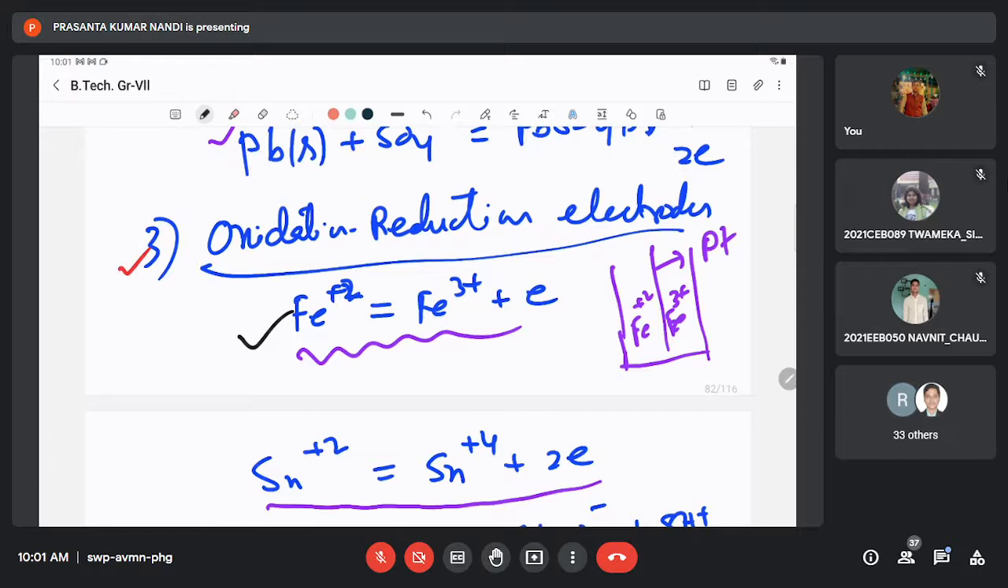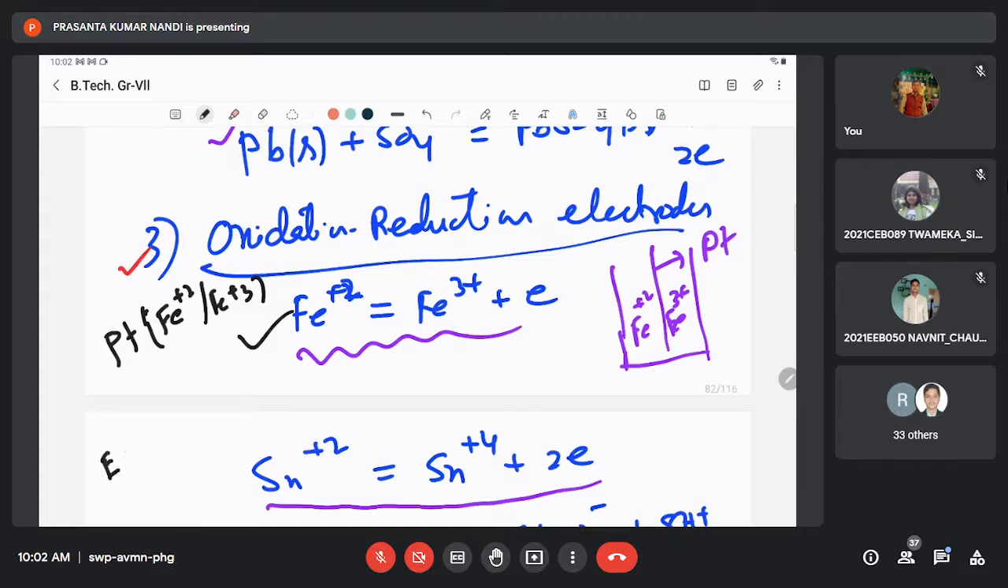Likewise, this represents oxidation, and it should be represented like this. That is platinum in bracket Fe plus 2 to Fe plus 2. So this is oxidation, and sometimes it is written like that.